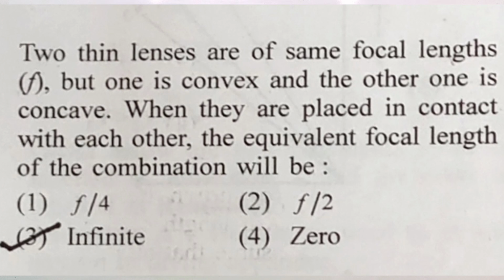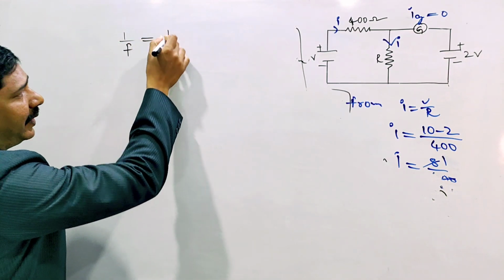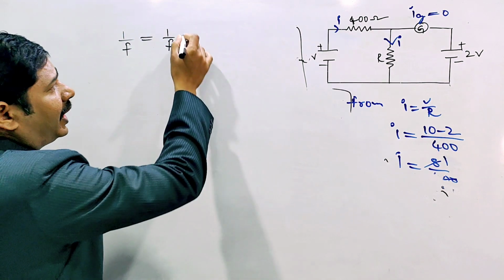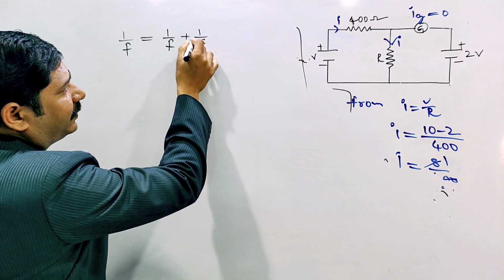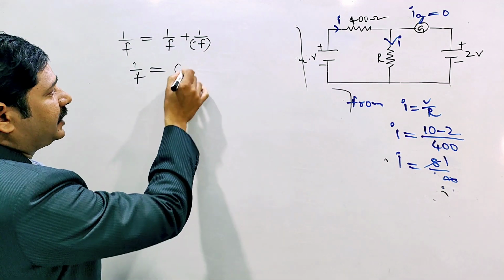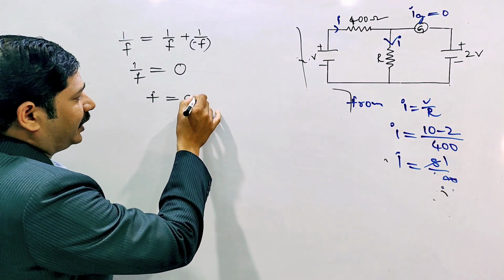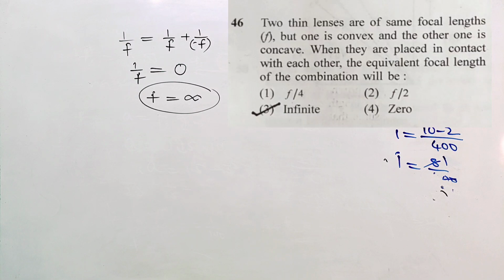Lenses are of same focal length f, but one is convex and the other one is concave. When they are placed in contact with each other, what will be the equivalent focal length of the combination? The four options are given. Which one is correct? Here two lenses are given, one convex and another concave. Therefore, for the combination, 1 by f equal to 1 by f for the convex lens plus 1 by minus f for the concave lens. So 1 by f and minus 1 by f cancel, giving 0. The reciprocal of 1 by f is f, and the reciprocal of 0 is infinity. Which option is correct? The third option is correct.